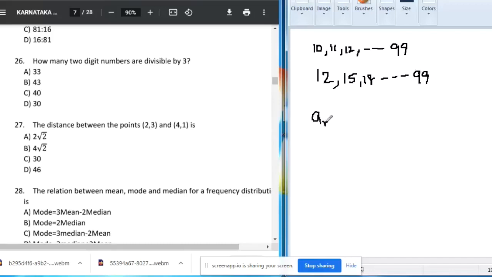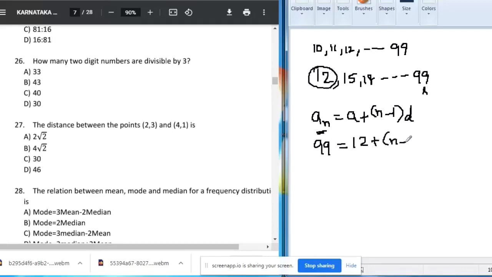To find the number of 2-digit numbers from 12 to 99 which are divisible by 3, you have to use the nth term formula. Nth term formula is given by a plus n minus 1 into d. Nth term is always represented as L, which is given as 99 in the question, and a is the first term. I don't know how many terms, so I will write n minus 1, and d is the common difference. Common difference is given by the formula a2 minus a1.